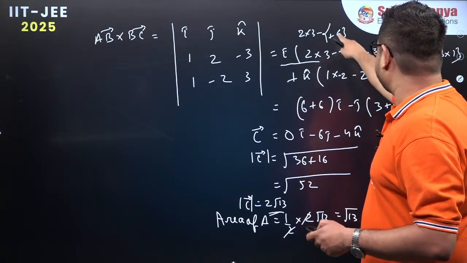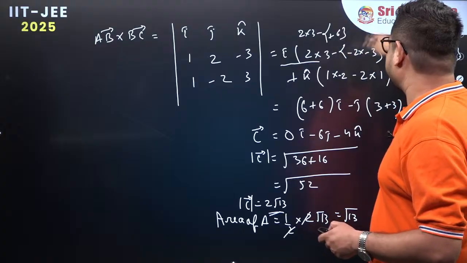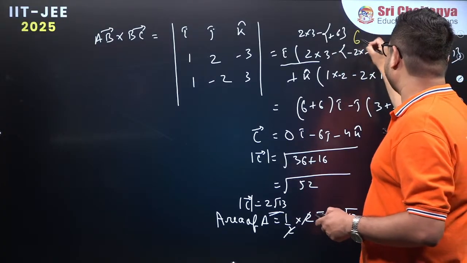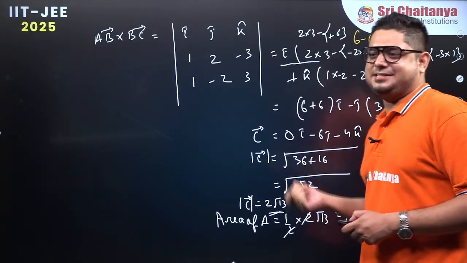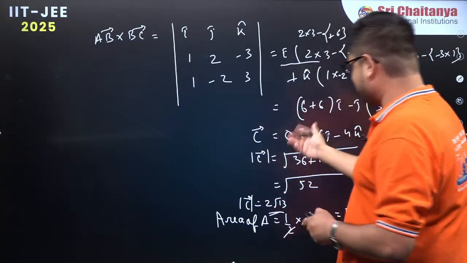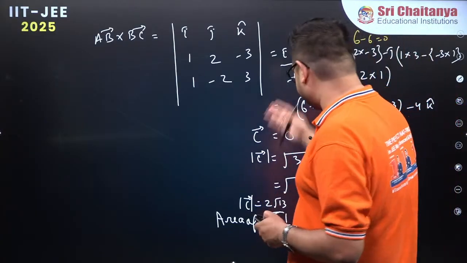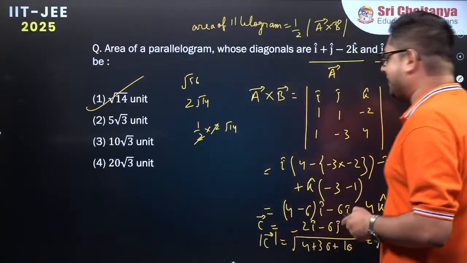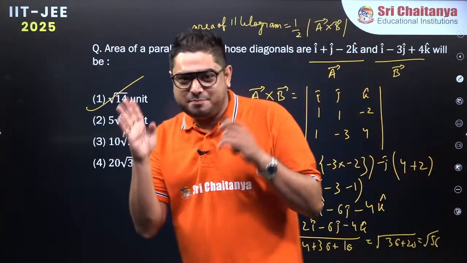Minus 3 into minus 2 should have been plus 6. I wrote it as minus 6. Okay, 6 minus 6 is 0. This was the slightest error, which cost us 2 minutes for this simple calculation over here. So that's why you all should be focusing while performing the calculation.